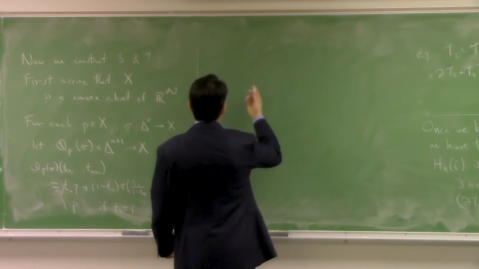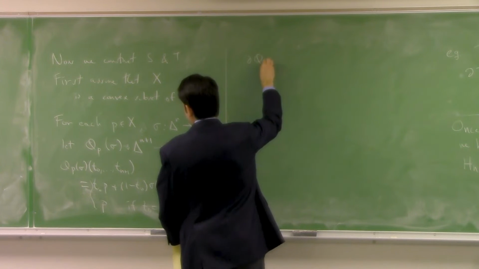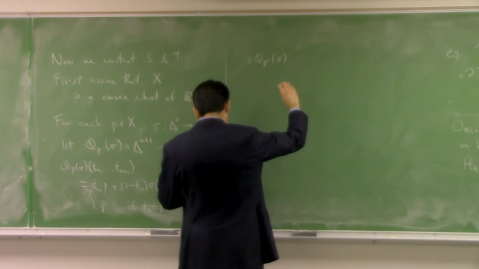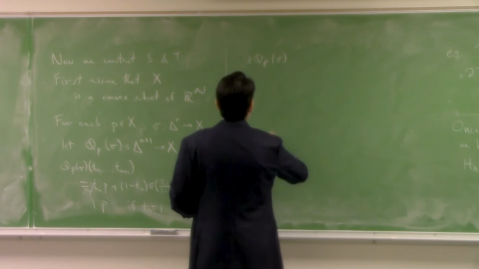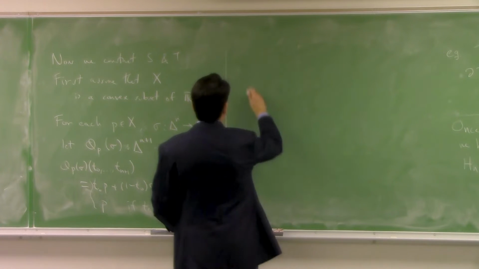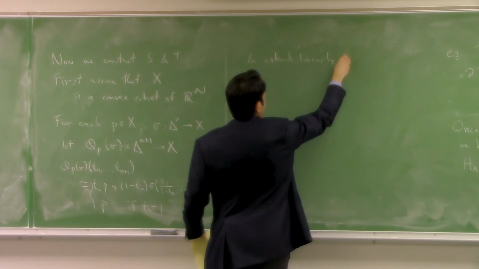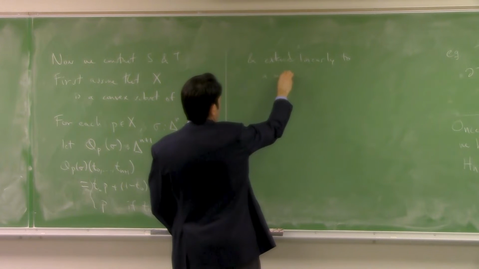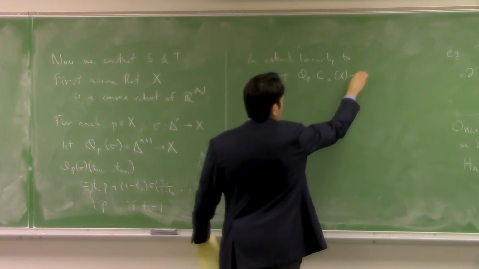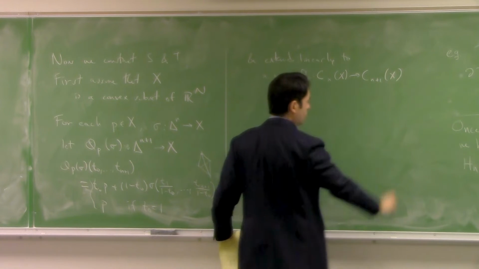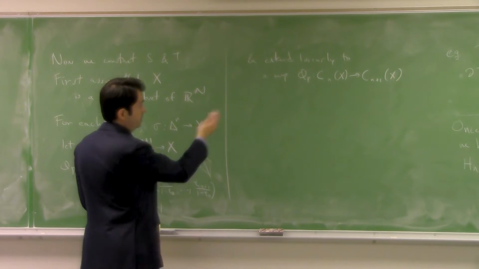Okay, so of course we want to know what happens when you hit things with the boundary. Well, okay, before I can make sense of things, I should say, and extend linearly to a map Q_P from singular chains of degree n to singular chains of degree n plus 1. All right, so this is what you do to each basis element, and then you extend linearly.